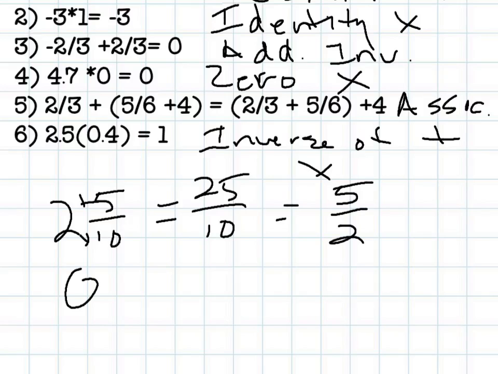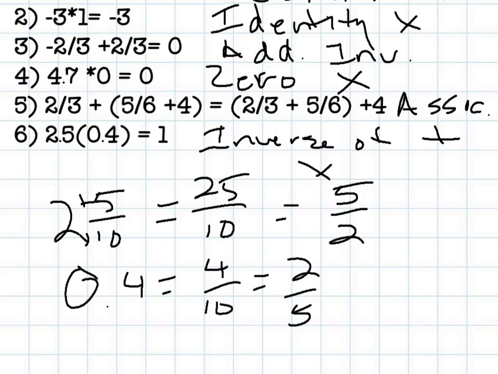If you take 4/10 and make that into a fraction, it's 4 over 10. If I simplify 4 over 10, I end up with 2/5. And now you can see that the two numbers are reciprocals. We have 5 over 2 and 2 over 5. That's why it's the inverse property of multiplication.